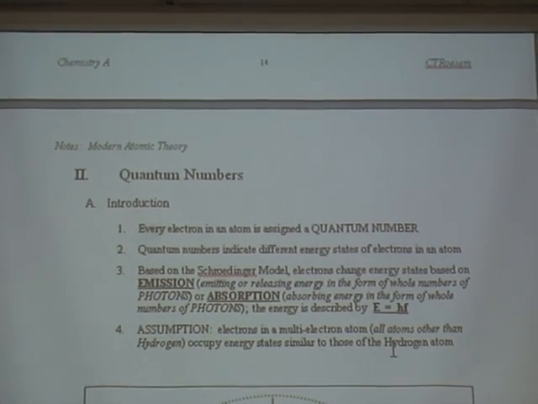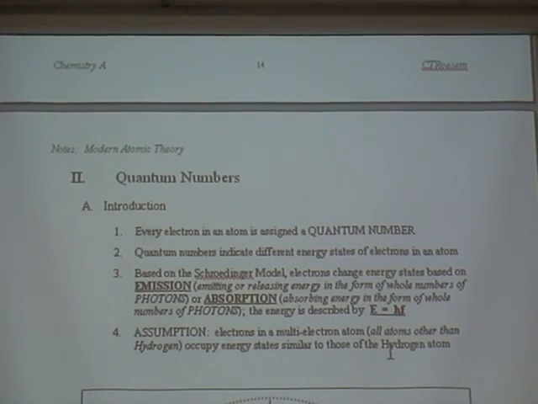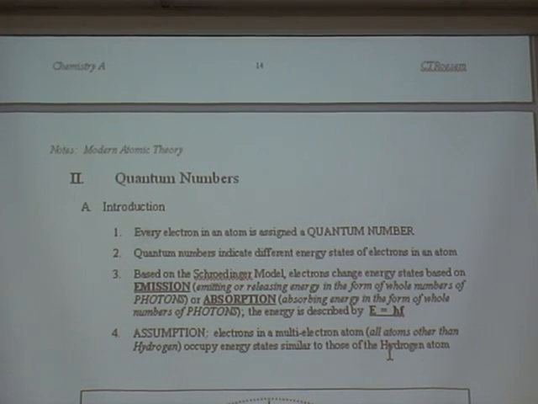The quantum numbers are based on the energetics that we've learned with the modern atomic theory, especially with Schrodinger and Heisenberg. So let's start here. This is an introduction, and you can see that with the outline here, quantum numbers, introduction. Number one, every electron in an atom is assigned a quantum number. And what you're going to find out is that every electron actually can be designated with 4 quantum numbers. There are 4. And that's what we're going to focus on.